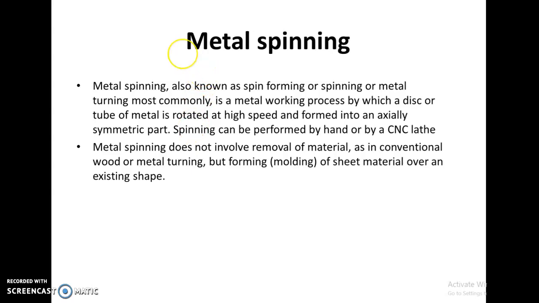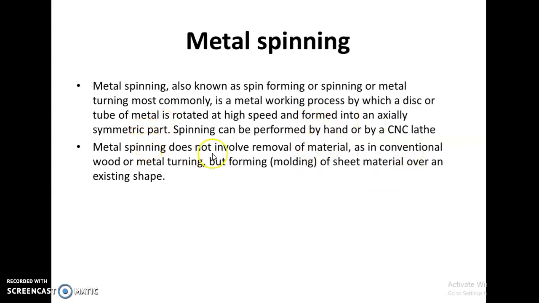What is metal spinning? Metal spinning, also known as spin forming, spinning, or metal turning, is a metalworking process by which a disc or tube of metal is rotated at high speed and formed into an axially symmetric part. Spinning can be performed by hand or by a CNC lathe. So if you want it to be automated, you can use a CNC lathe, or if you want a manual method, you can generally use your hand.